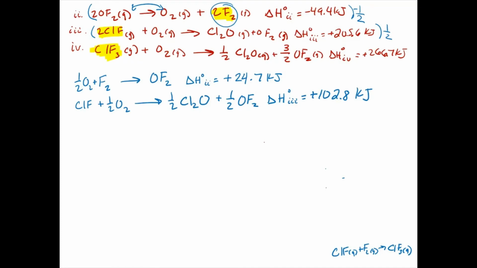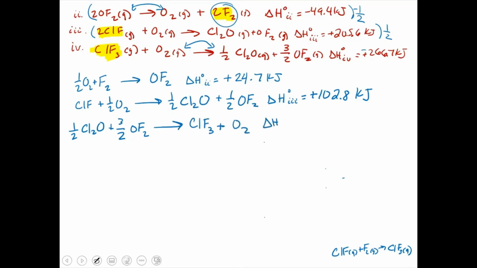And in equation 4, that has our chlorine trifluoride that we need as a product. So that means we need to do the old switcheroo, which means we also need to reverse the sign on our delta H. So now rewriting that, we have 1/2 Cl2O plus 3/2 OF2 becomes ClF3 plus O2. And this delta H now is negative 266.7 kilojoules.